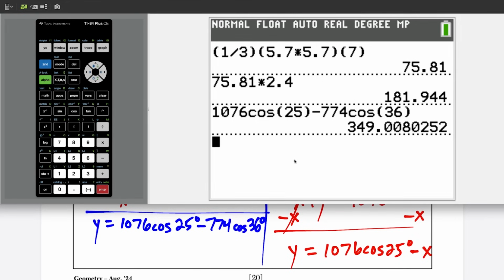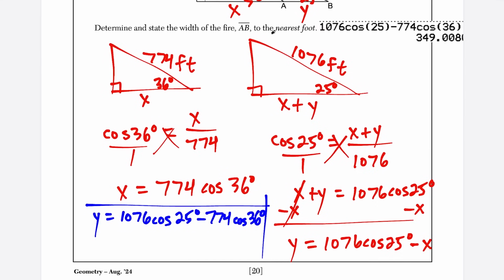And we press enter, and this gives us the value we need. Now for this one, we have to round to the nearest foot, and notice in the ones place we have a 9, to the right is a 0, so we're rounding down to 349. So we could say that the width of AB to the nearest foot is 349 feet, and this is our solution.